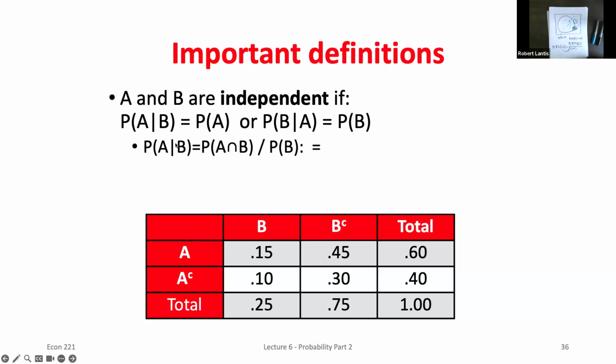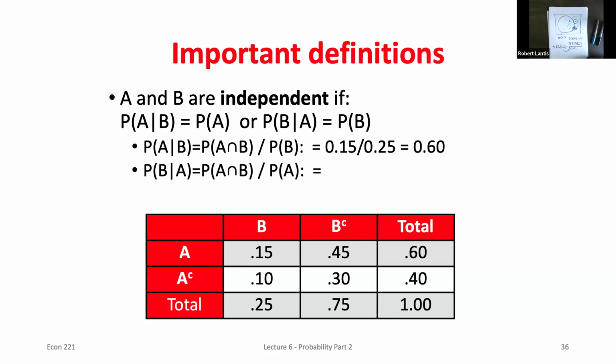So here, if I want the probability of A given B, that's the probability of A and B occurring, 0.15, divided by the probability of whatever I've conditioned on, so B, so 0.15 over 0.25 gives me 0.6. Well, notice the probability of A, if I don't condition on anything, is 0.6. So here, the unconditional and the conditional probability are the same thing. I would say they're independent events. Now, if I had checked it the other way, I could say, okay, if they're independent, then the probability of B should be the same as the probability of B given A.